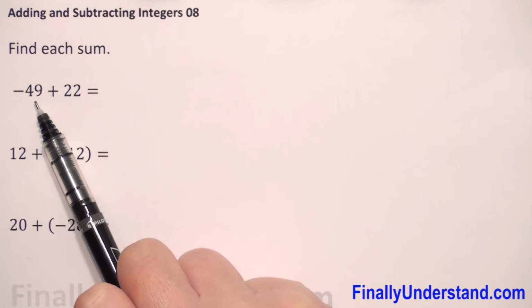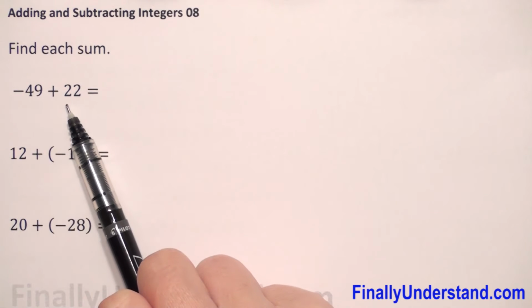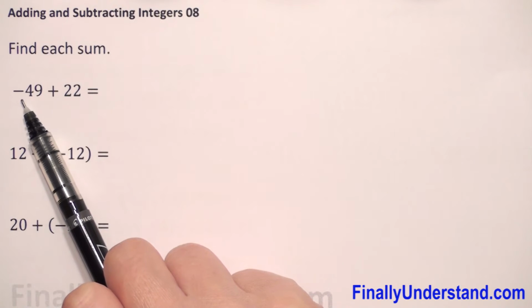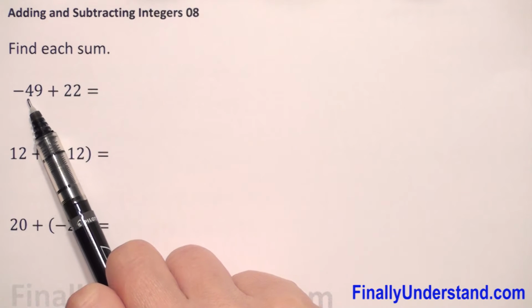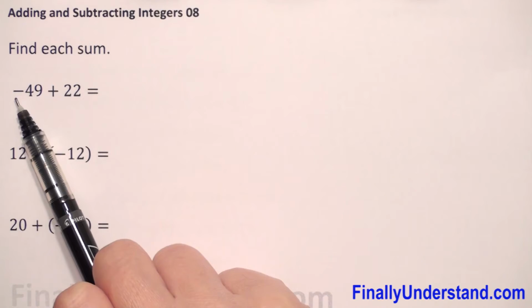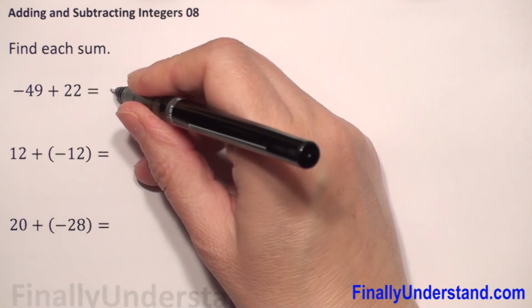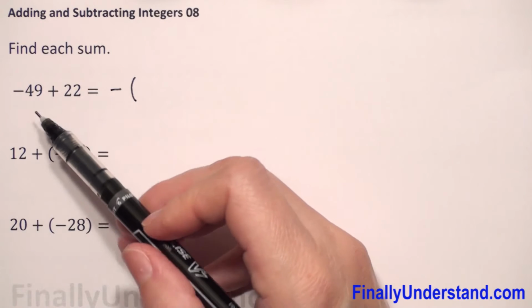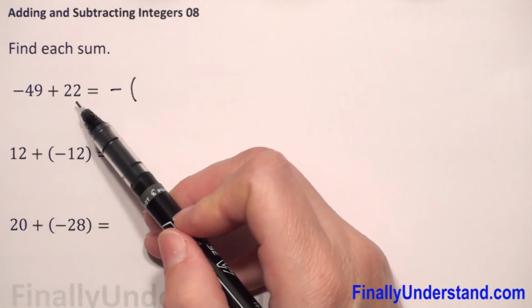is greater. 49 is greater than 22. So we check the sign before the greater number. Before the greater number we have a negative sign. So we copy this negative sign, and now we just subtract the smaller number from the greater number.